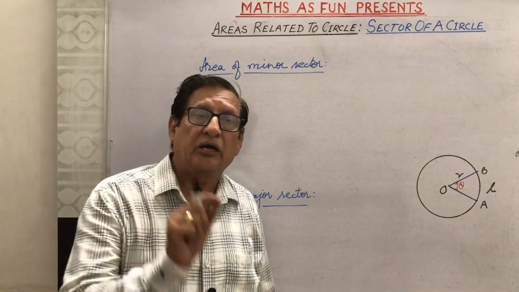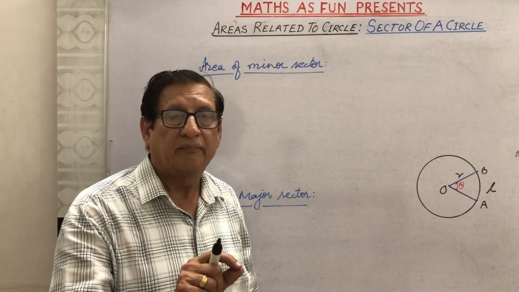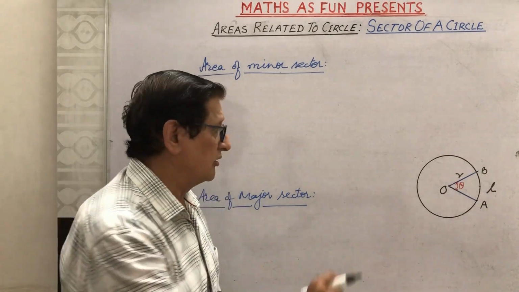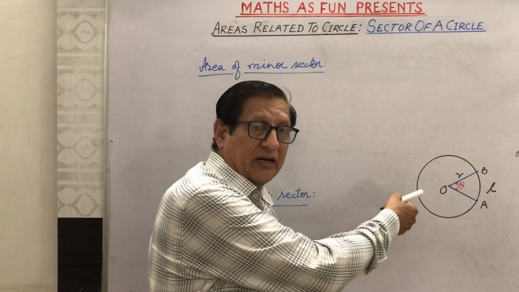Now to find out the area of a sector of a circle, here we learn first to find out the area of the minor sector.